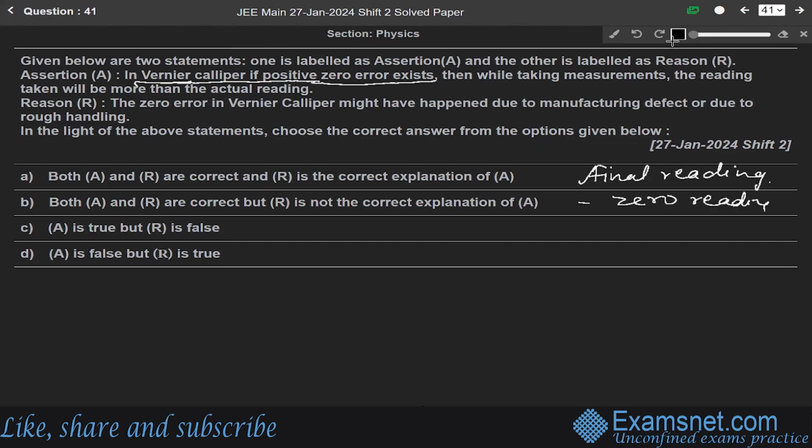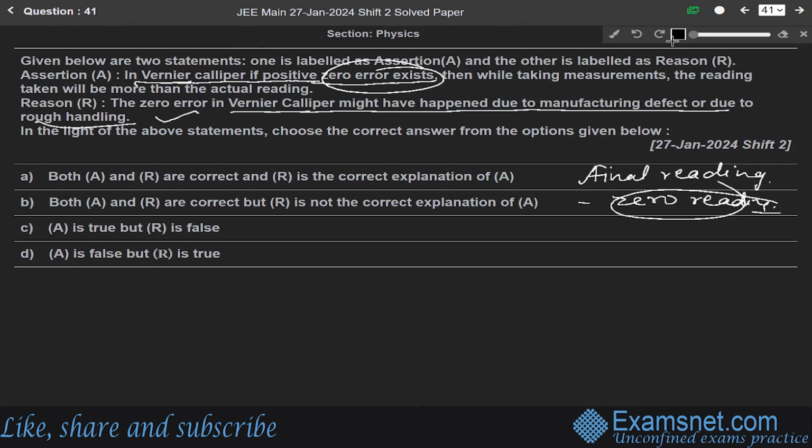Sometimes the zero error exists because sometimes we have not set our vernier caliper accurately, or we have done rough handling, or the manufacture of the vernier caliper is not correct. So the reason that is given, the zero error in vernier caliper might have happened due to manufacturing defect or rough handling, is a correct statement.